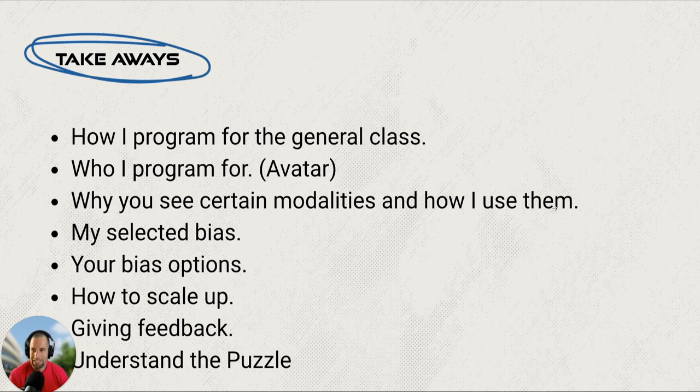So first, going over the key takeaways, it's going to be how I program for the general class, who I program for, so that specific avatar that I think of when I write these workouts, why you see certain modalities and how I use them, my selected bias on what I like to program, why I like to do that, and how that all comes together. Then some biases that you may have or that you're selecting, how to scale up and make classes better, giving feedback and how it can be better for everyone if you give feedback in certain ways, and then understanding the whole puzzle of all the time frames and everything that we're playing with that all mash together.